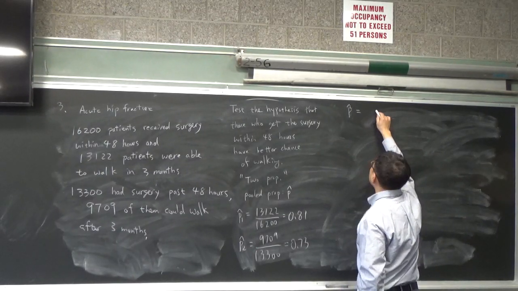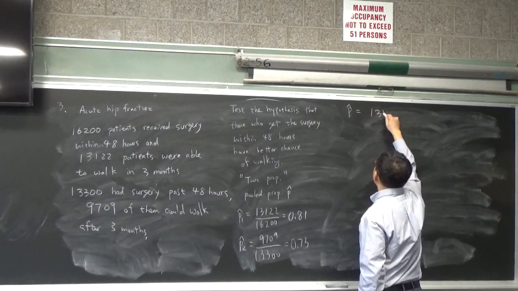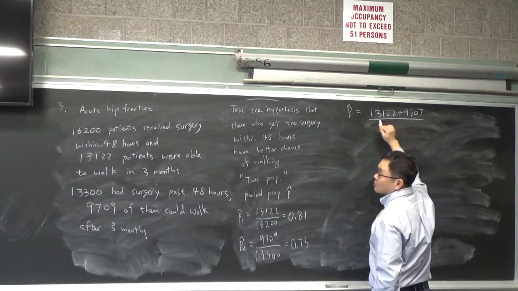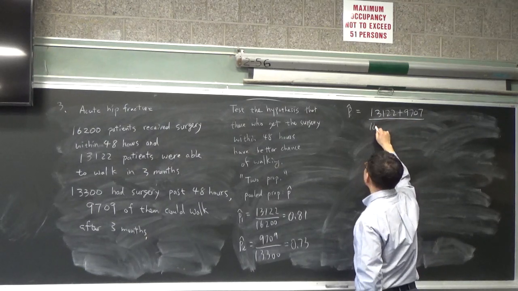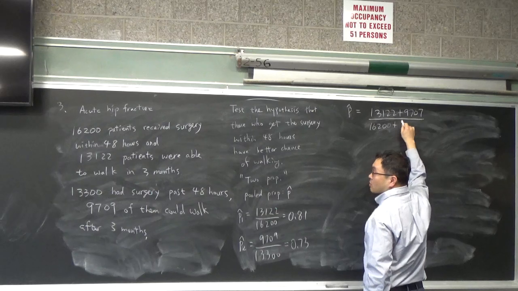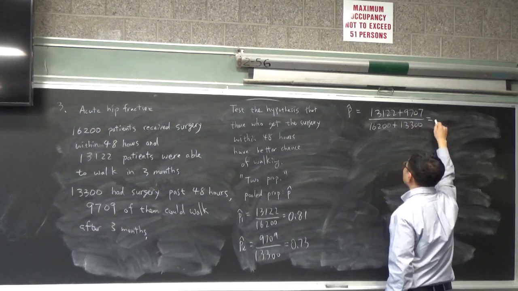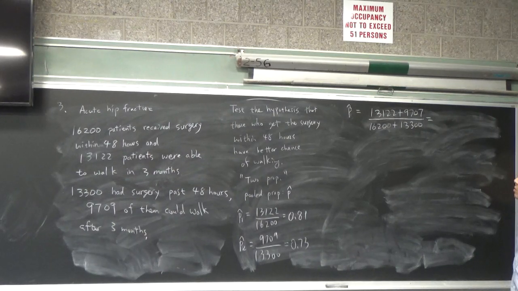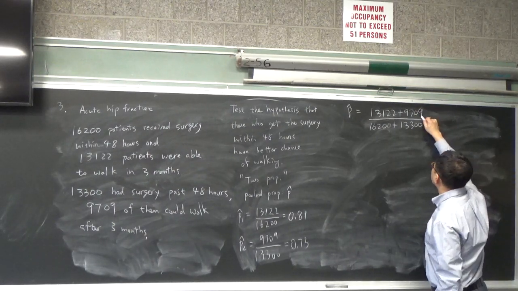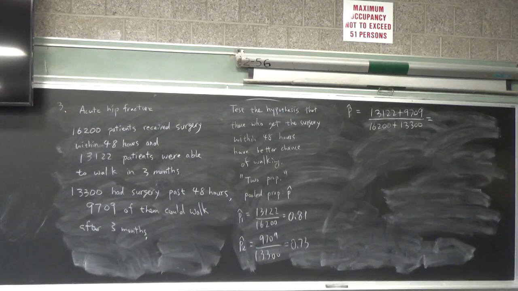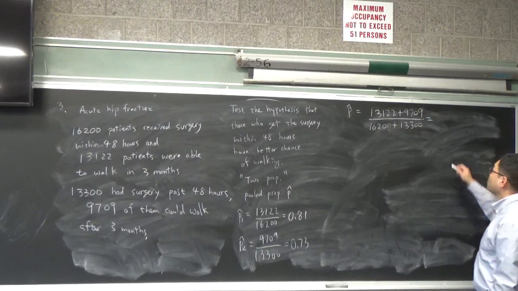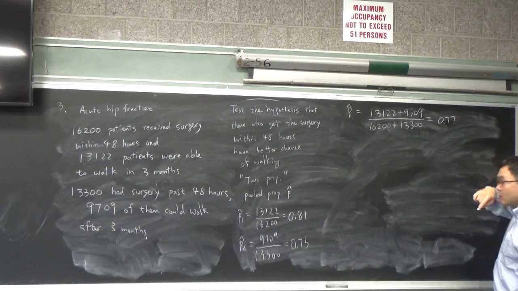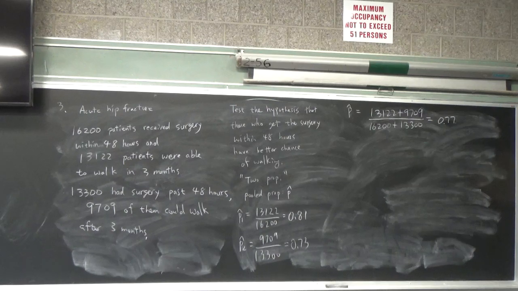So you do 13,122 plus 9,709 and divide it by 16,200 plus 13,300. So what is this? Yes? It's 9,709. Oh, thank you. All right. So what's the pooled proportion? 0.77. 0.77. Okay. All right. So that's what it is.